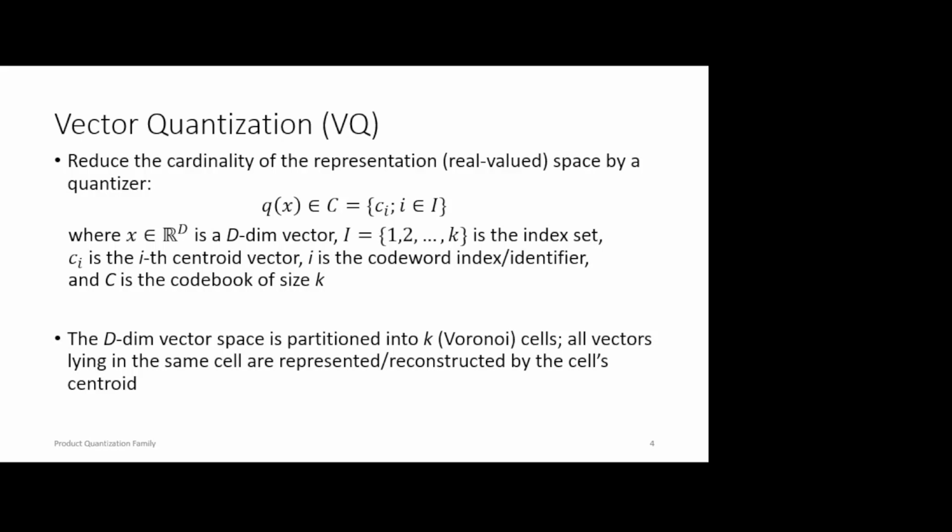And the i here is the code word index, or identifier, the code word ID, and C is a codebook whose size is K. So this is the general representation of your quantizer Q. The input is your d-dimensional vector, and the output is the code word ID. Any problem with the definition?